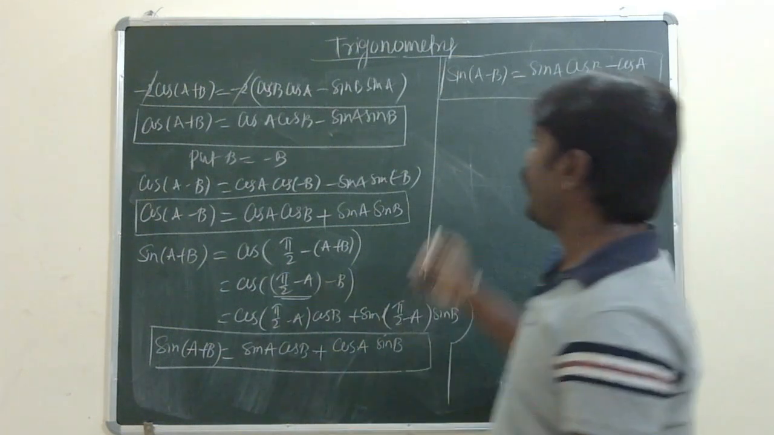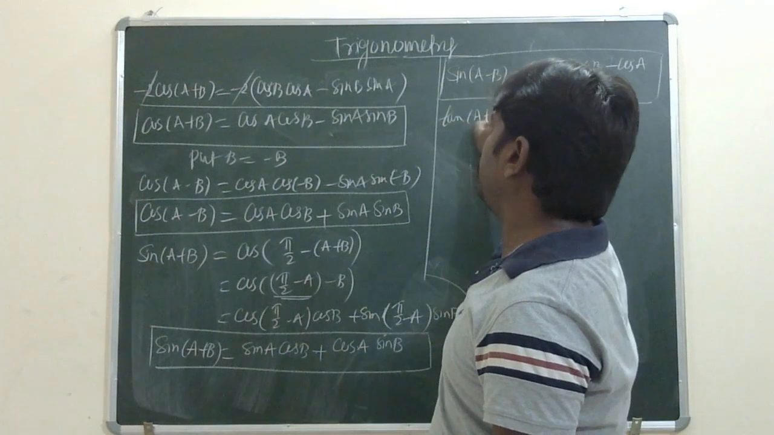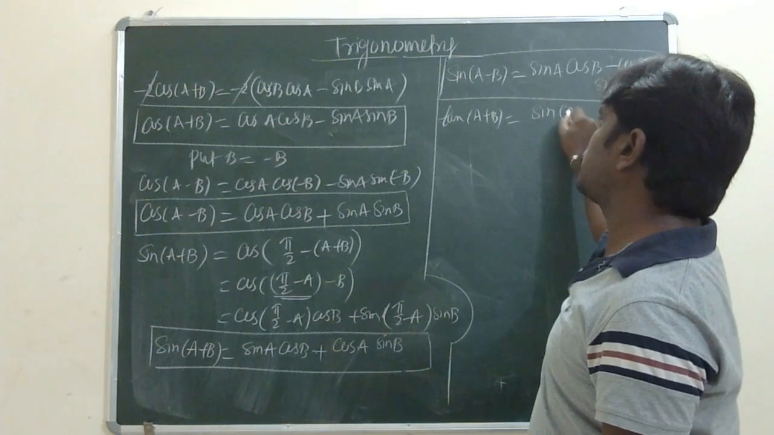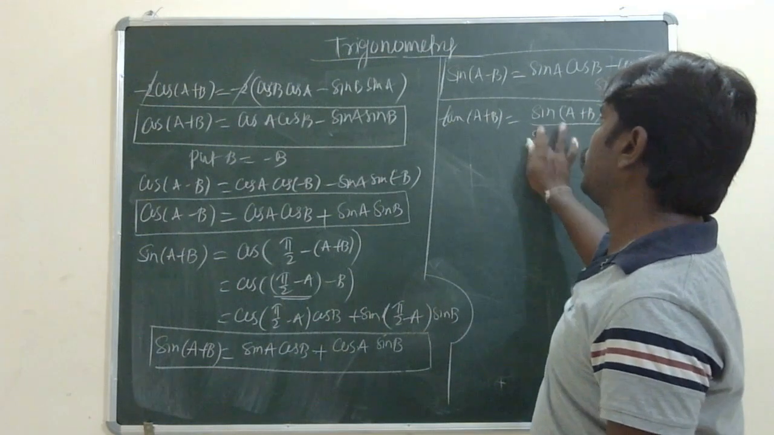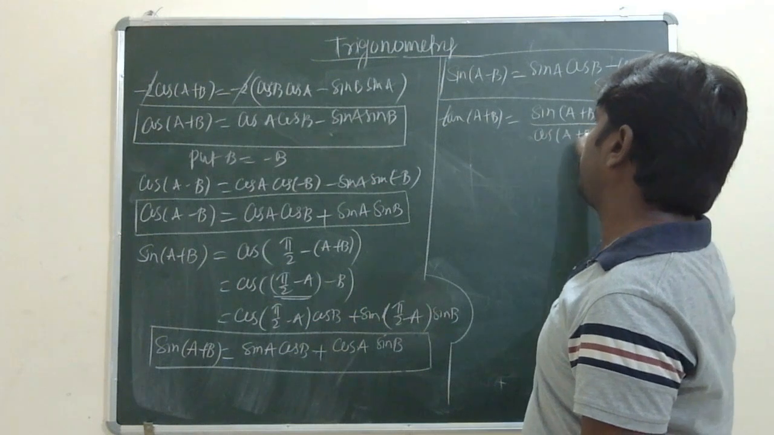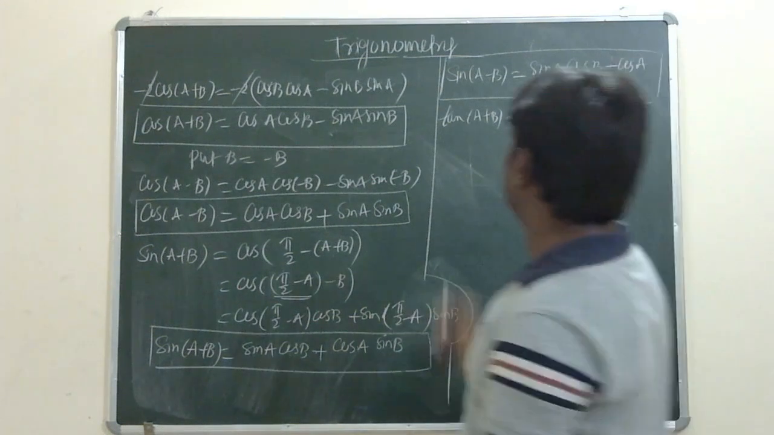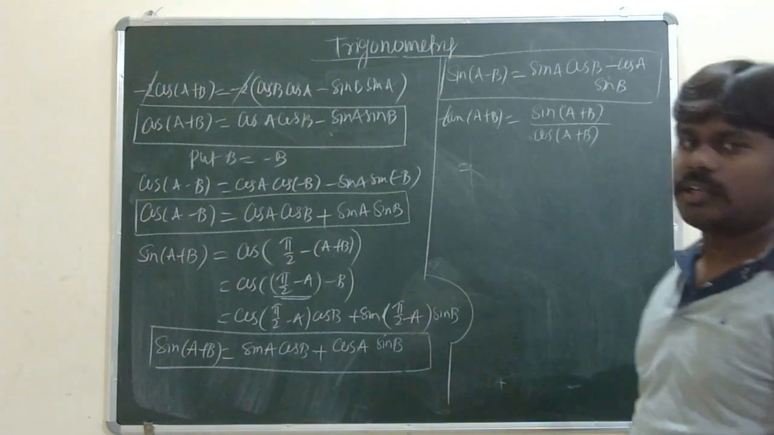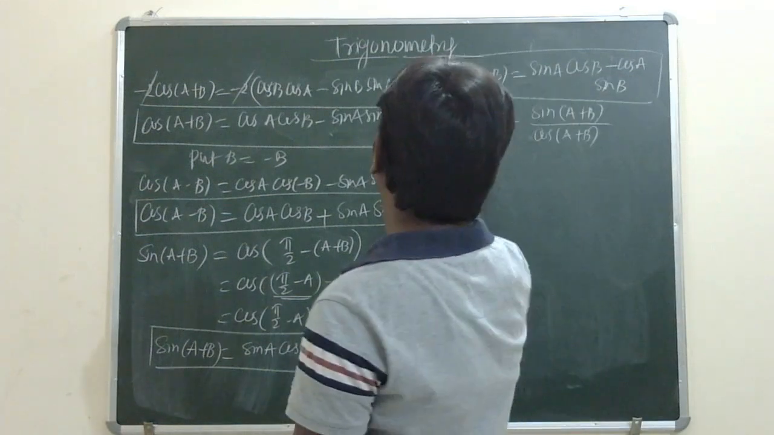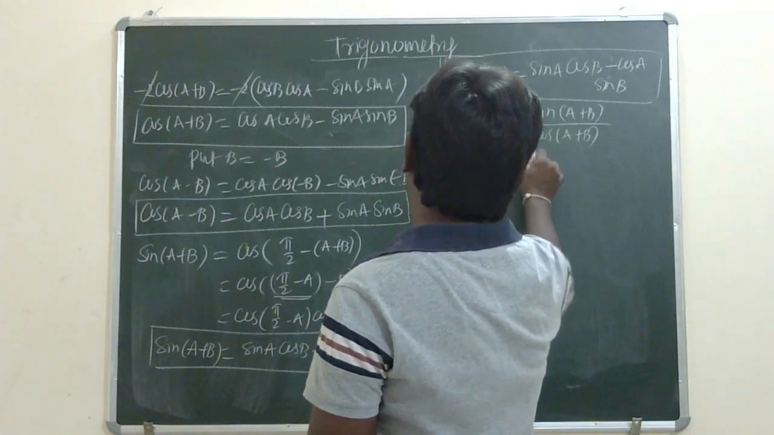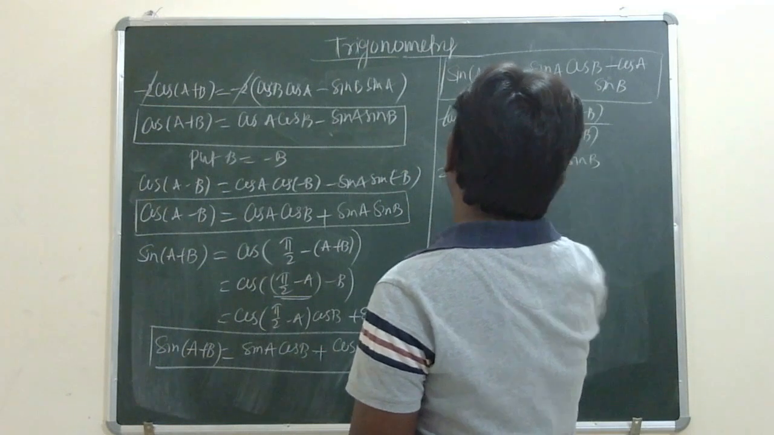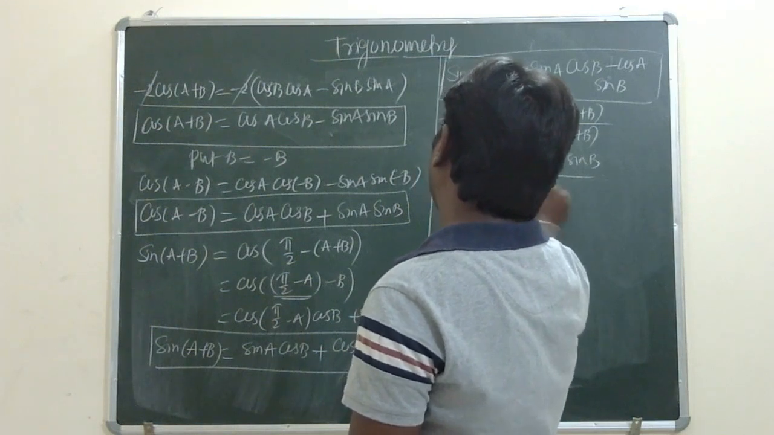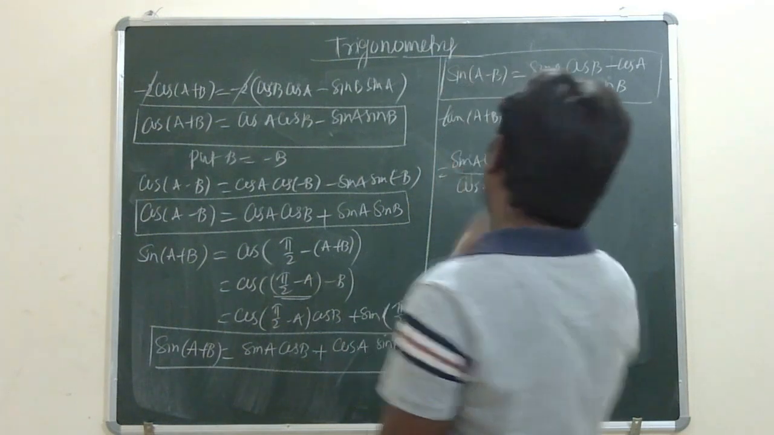Next we get tan. So tan(a + b). The ratio of sin and cos is tan, so I am writing sin(a + b) and also cos(a + b). What is the sin(a + b) expansion? sin(a + b) is sin a cos b + cos a sin b. So just write it down: sin a cos b + cos a sin b divided by cos(a + b), which is cos a cos b − sin a sin b.